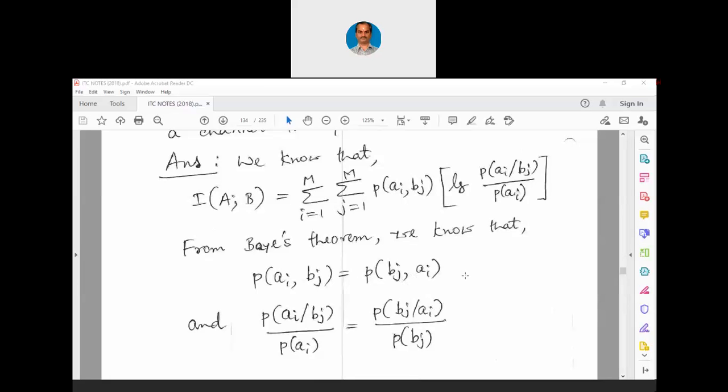Now, P of Ai slash Bj divided by P of Ai is equal to P of Bj slash Ai divided by P of Bj. This is again from Bayes theorem only, right?